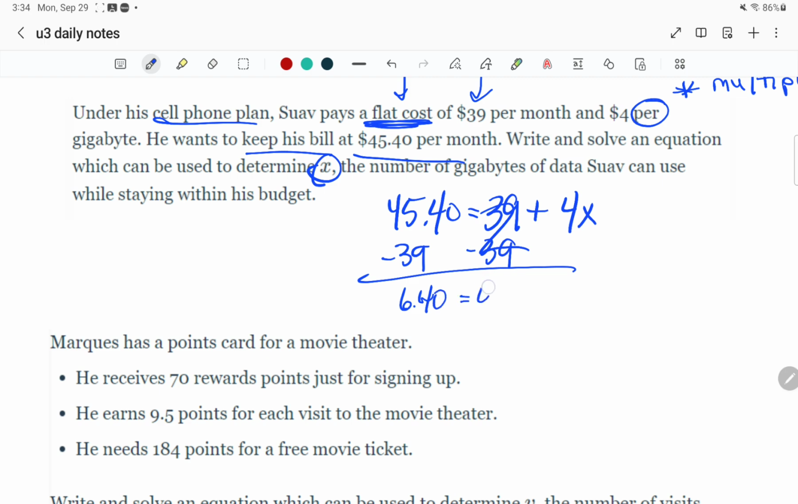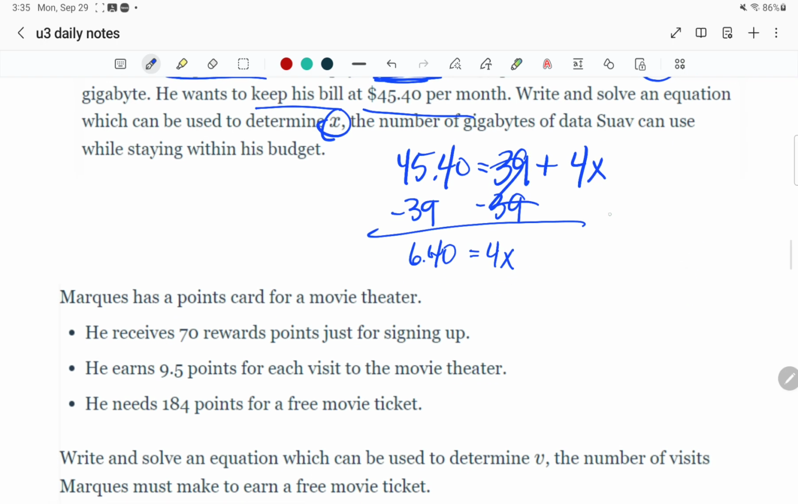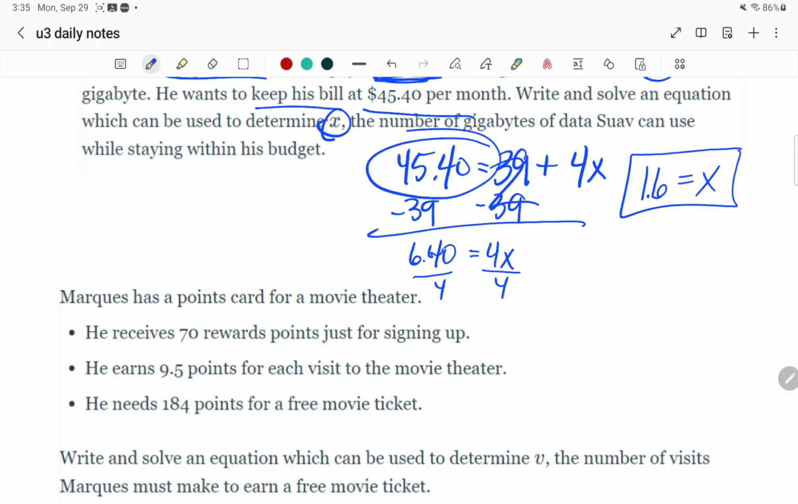6.40 equals 4x. Divide by 4. 6.4 divided by 4 is 1.6. So that's how many gigabytes I can use to keep my bill at $45.40.